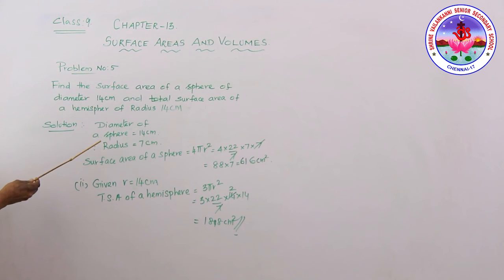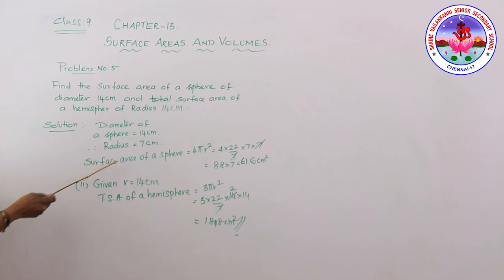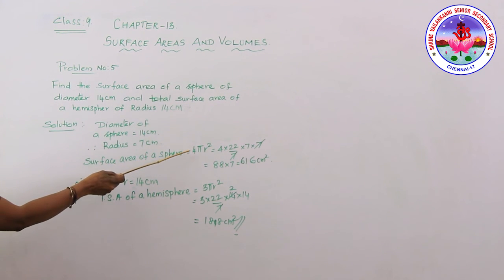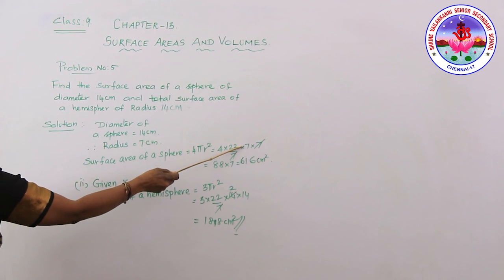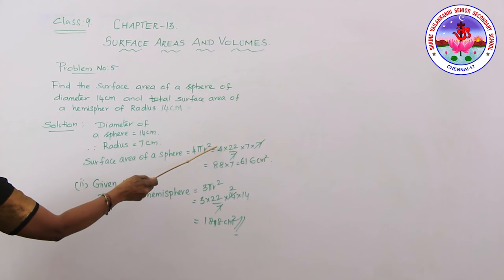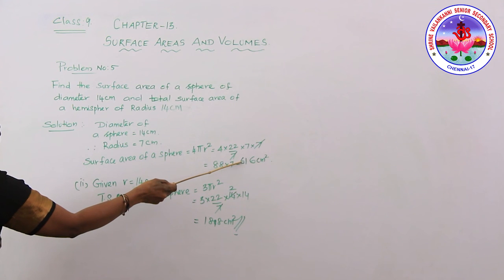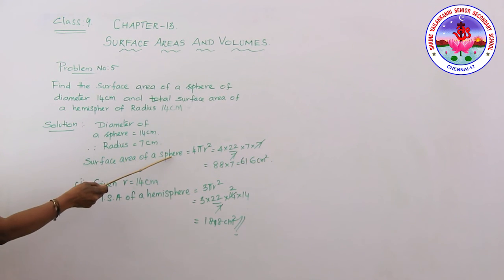Now coming to the first one, it's given diameter 14. So 14 divided by 2 will be the radius 7 centimeter. So the radius of the sphere is 7 centimeter. Surface area of a sphere, we have the formula 4 pi r squared. 4 into 22 by 7 into radius 7 into 7. So after cancelling 7, you get 88 into 7, which is equal to 616 centimeter square, which will be the surface area of a sphere.